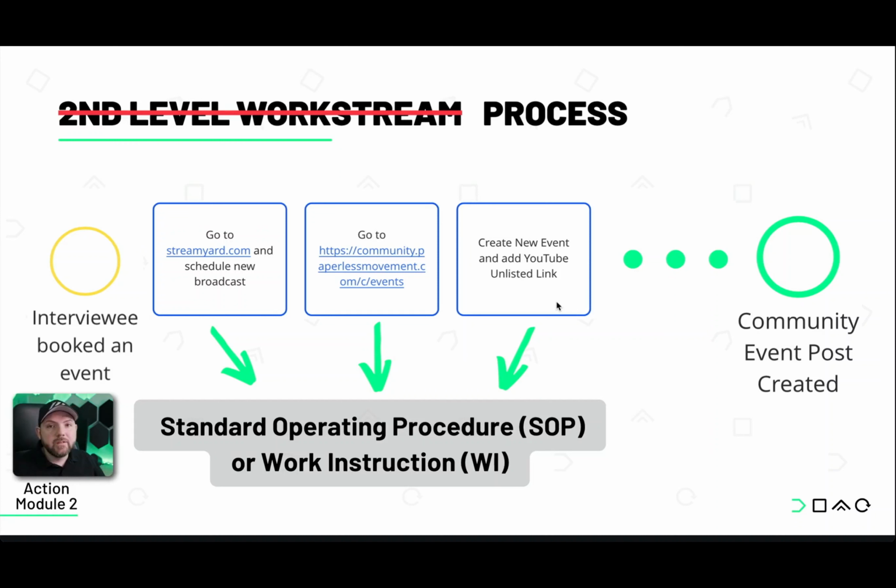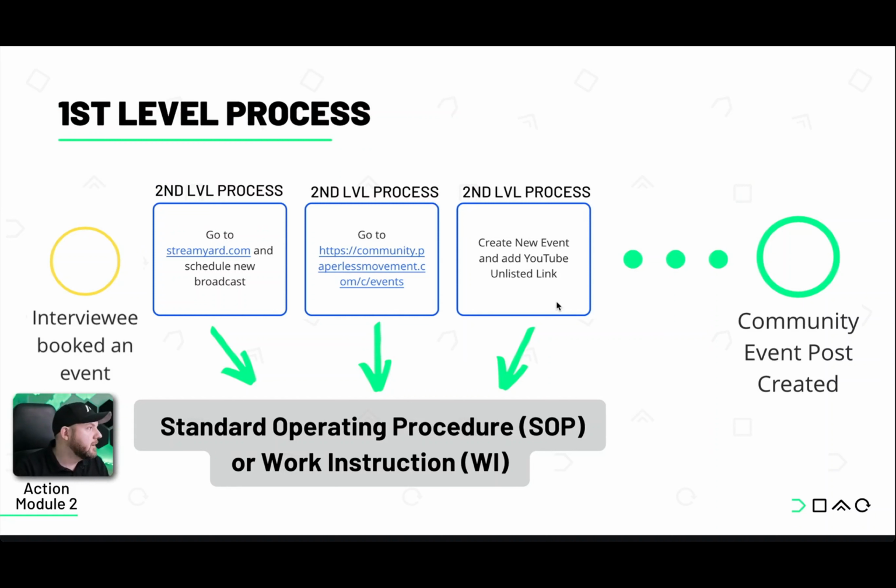We have one work stream, high level, and then it includes different processes. So this is how this looks like. We have a first level process. I call it this because we are still in this community event post created thing. So this is the first level process. And then we have some sub processes or second level processes. And all these are described inside the SOP and not as separate work streams.